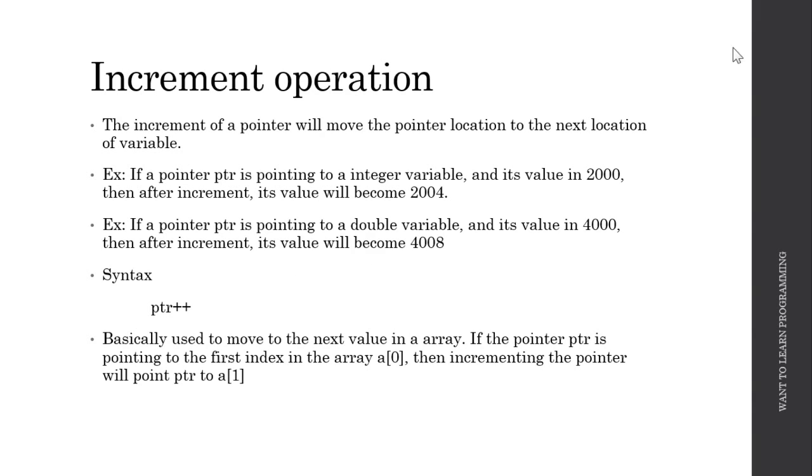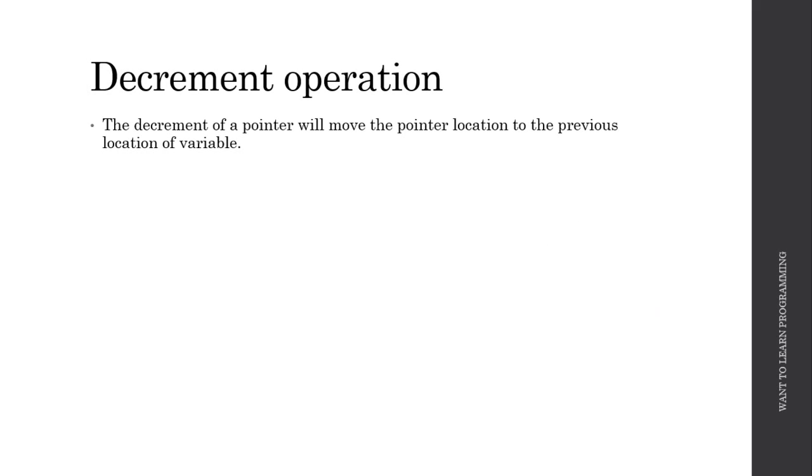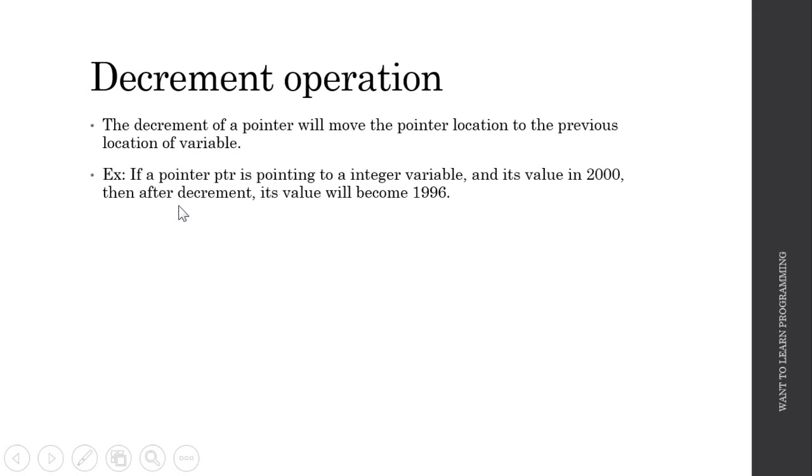Similarly, for decrement operation, the decrement of a pointer will move the pointer location to the previous location of that variable. That is, for example, if a pointer ptr is pointing to an integer variable, then its value is 2000, then after decrement its value will become 1996.